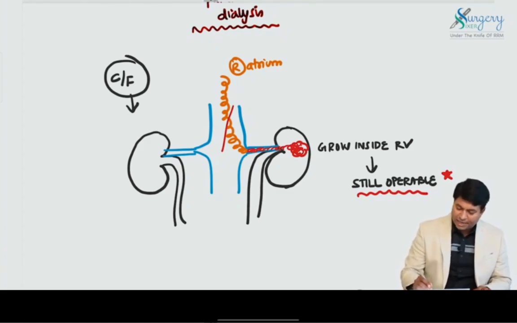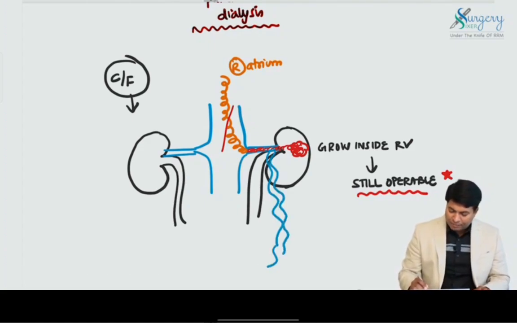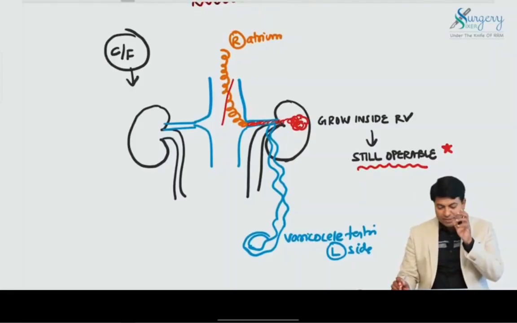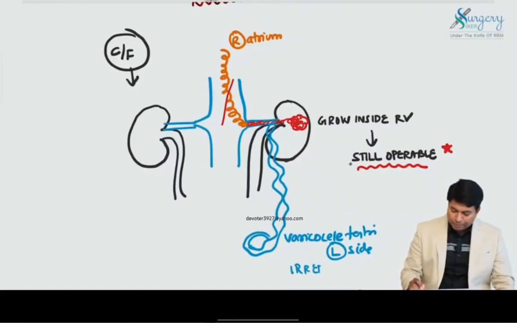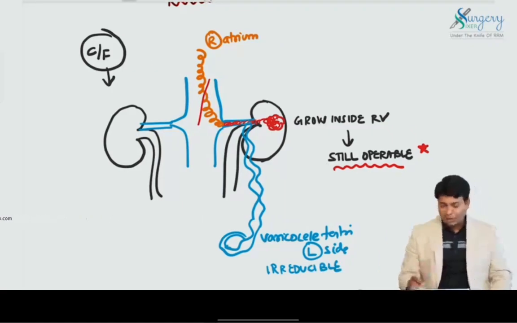the left side testis. Young male patients, or any young patient, developing sudden varicocele testis on the left side. A patient developing varicocele testis on the left side is usually due to left side RCC. So left side varicocele, which is irreducible on lying down. Left side varicocele irreducible on lying down is a feature of RCC.